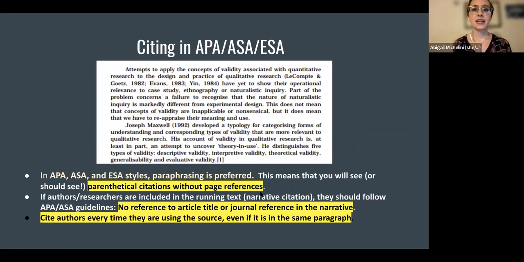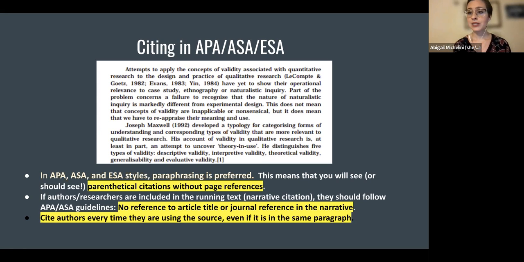Citing in APA/ASA/ESA. If you are citing in any of these, just as an overview, paraphrasing is preferred to quoting. So if you're working with students on these in-text citations, either one, the parenthetical or narrative, you are going to make sure that they don't have quotes if they're working in any of these citation styles. The professors here are usually pretty strict on this, and with good reason, because you're not really supposed to use quotes. You're supposed to integrate the information into the text, okay?